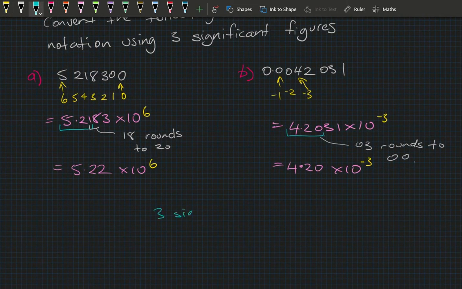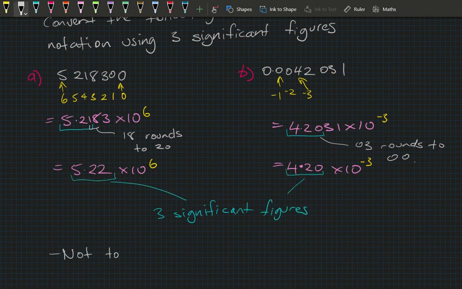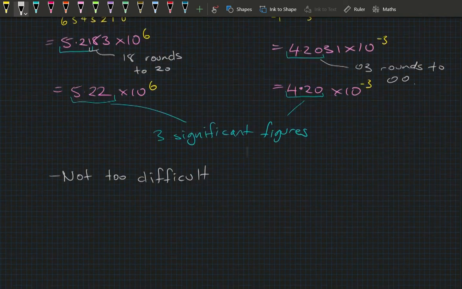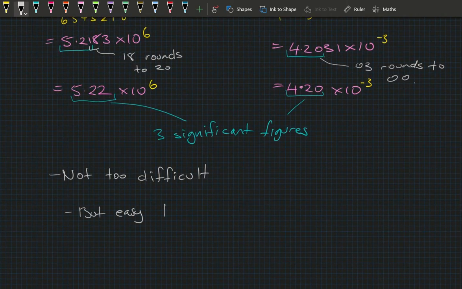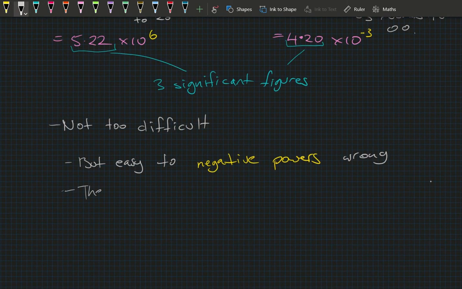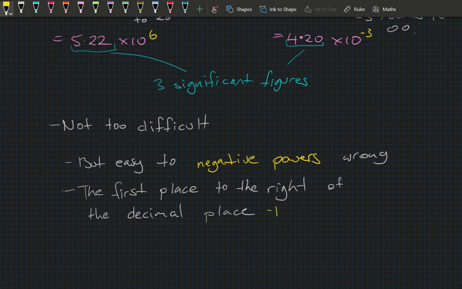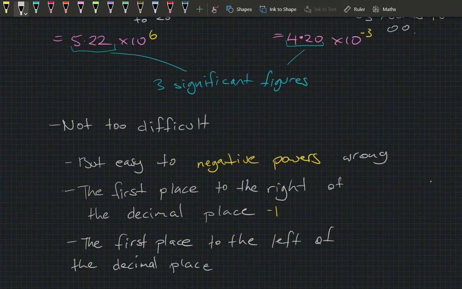And let's just highlight one more time that we have 3 significant figures. Okay, that's it for this example. You can see that on the one hand, it's fairly straightforward. However, there's plenty of room to make mistakes about the magnitude, especially for small numbers that have negative magnitude. And this is because negative powers begin counting from -1 as we move to the right, and positive powers begin counting from 0 as we move to the left.